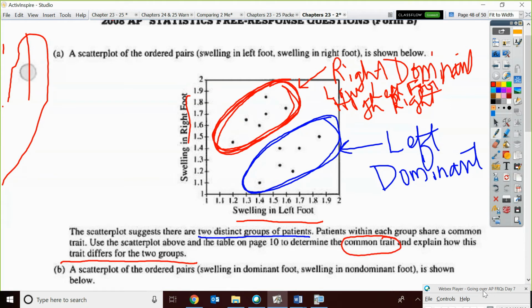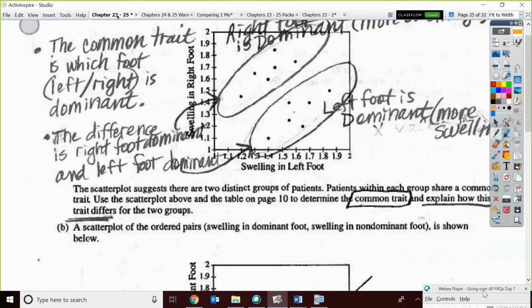So my point to you is just be careful in really looking at what they ask so that you answer exactly what they're asking for. So here's how I did that. I said, the common trait is which foot, left or right, is dominant. Okay?